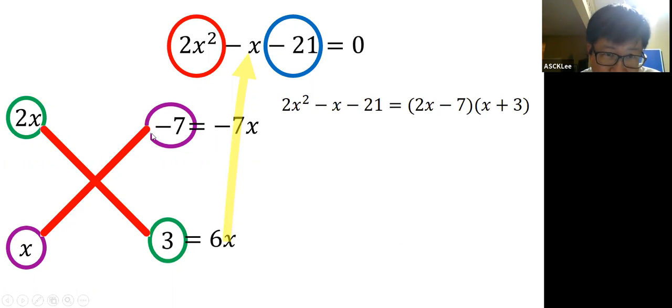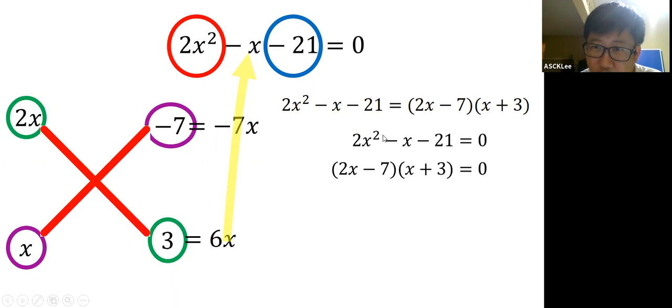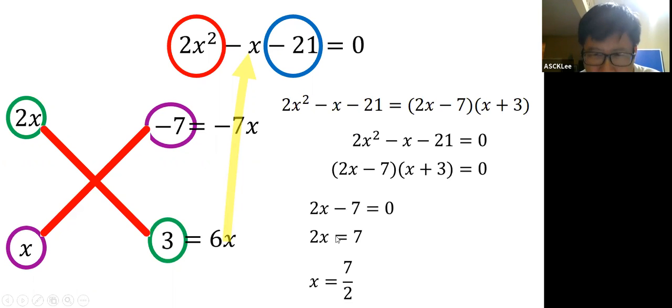2x minus 7 is from here, and x plus 3 is from here. All right, revisit your question. Your question is 2x squared minus x minus 21 equals 0. Replace the left side with your factors and apply the zero product property. A little bit more complicated because you have a 2x here.